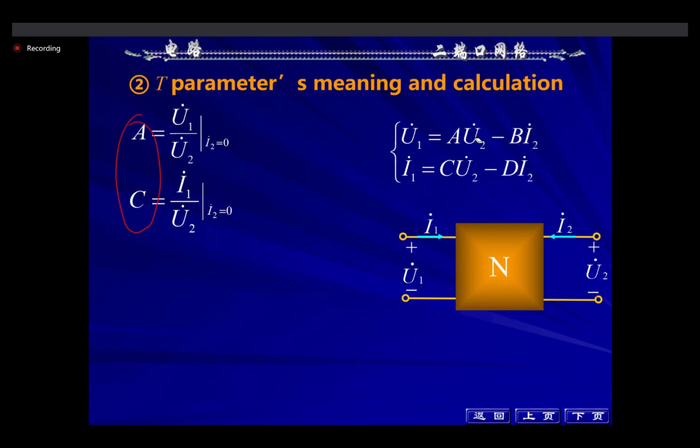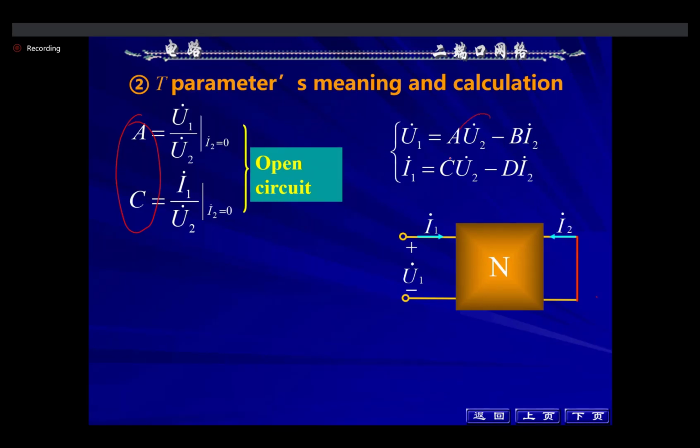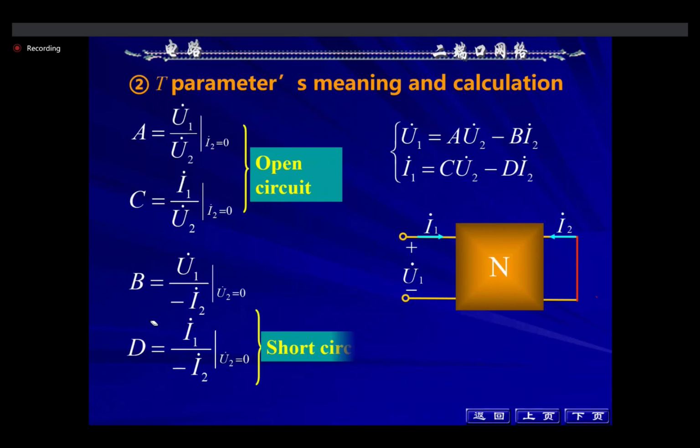And then assume U2 is 0. This is 0, so it's a short connection. Then we go to the B and D parameters. The short circuit match gets the B and D parameters.